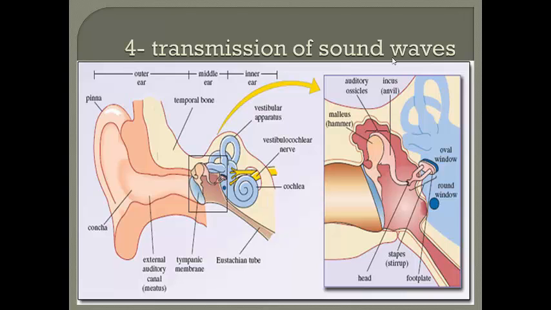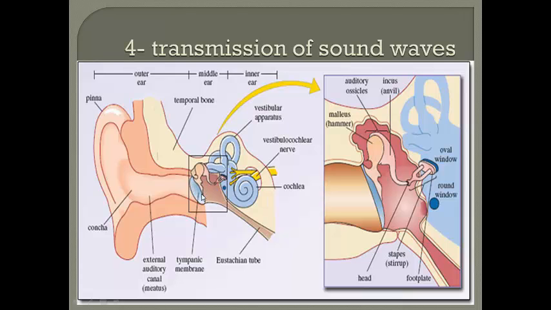Now, how are sound waves transmitted in the ear? Sound waves are funneled by the auricle into the external auditory meatus. They will reach the tympanic membrane.